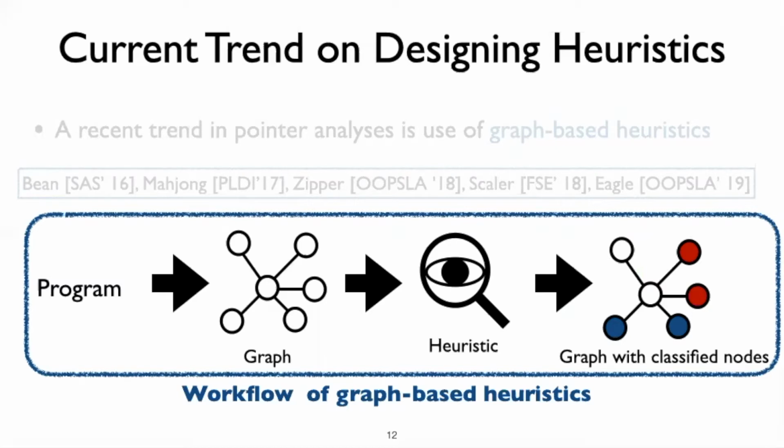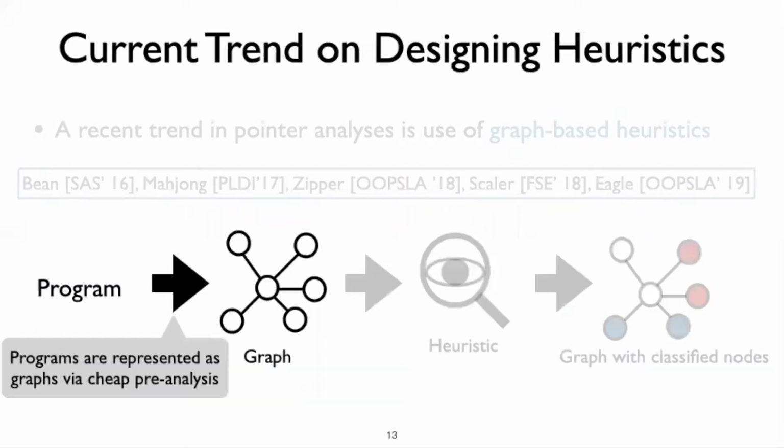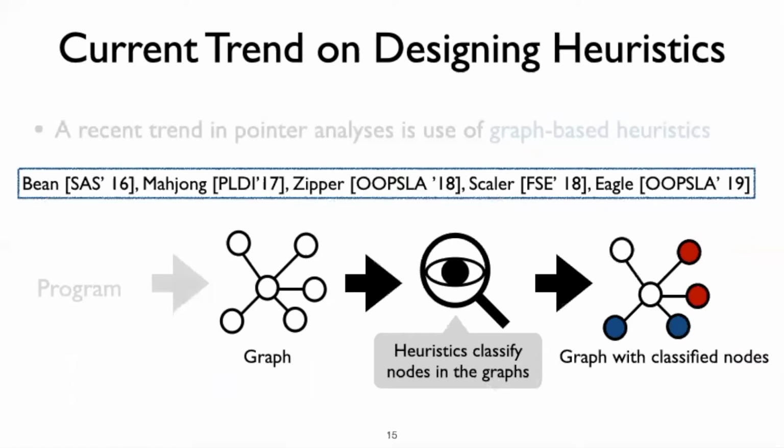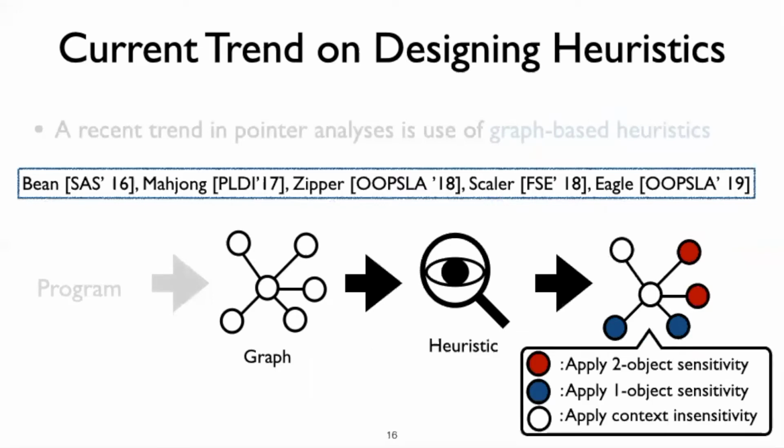The graph-based heuristics generally follow this workflow. First, they use a cheap pre-analysis to transform the given program into a certain type of graph. The types of graphs are diverse according to their purpose. After the graph construction, the graph-based heuristics reason about the graph structure to produce a program-specific analysis policy for the main analysis. Generally, this policy is a classification of nodes in the graph. For example, if the policy is about assigning different contexts to each node, the main analysis will assign the different contexts to the method calls of the programs.